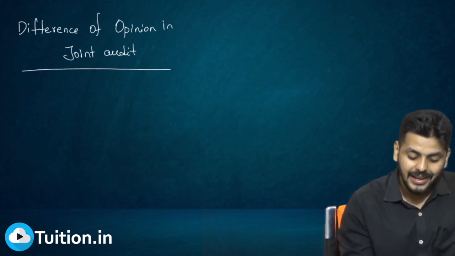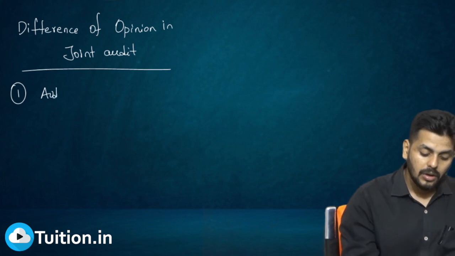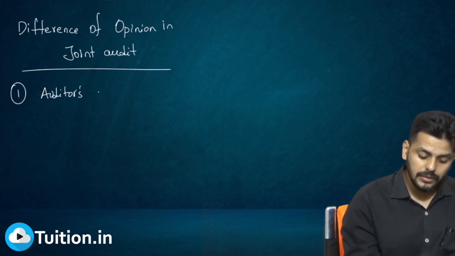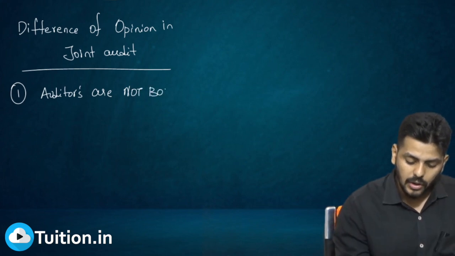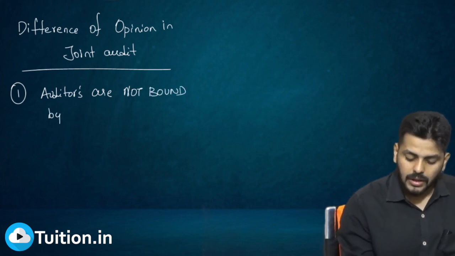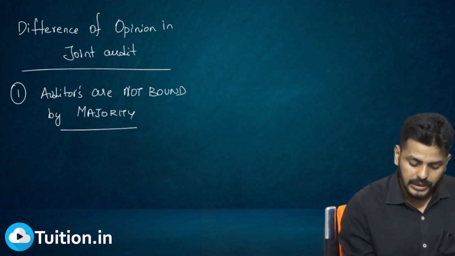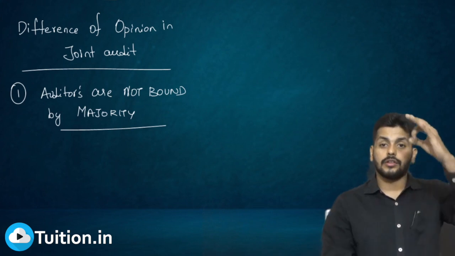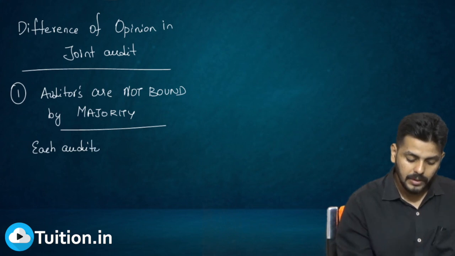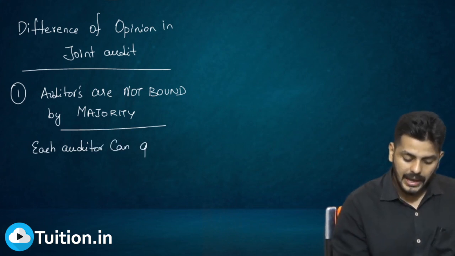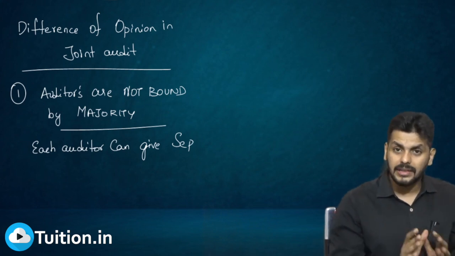Now please understand, if there is a difference of opinion in joint audit, auditors are not bound by majority. Remember very clearly, I'm writing it, not bound by majority. Very simple. Auditors are not bound by majority. Each auditor can give a separate report. Whoever are agreeing together, they all can give a collective report.